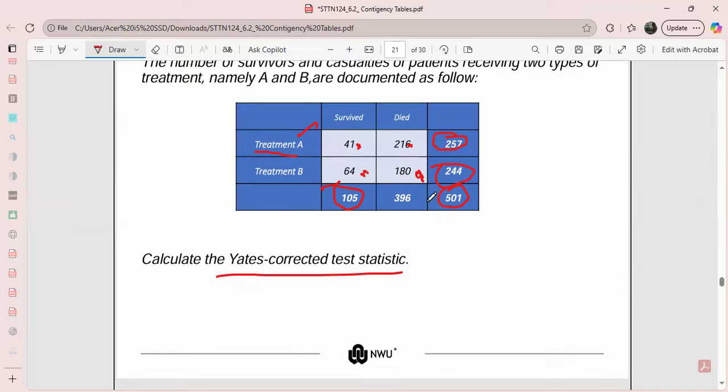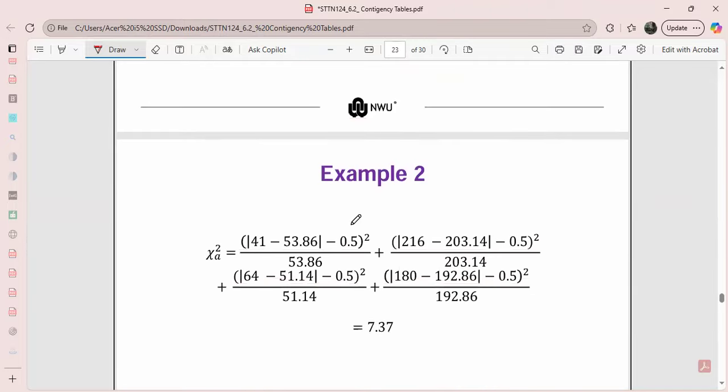Also this one. But now when you calculate the test statistic, you'll have to minus 0.5, minus 0.5, minus 0.5, and so on. That's how you do it. Then to get the test statistic, the procedure is still the same thing.